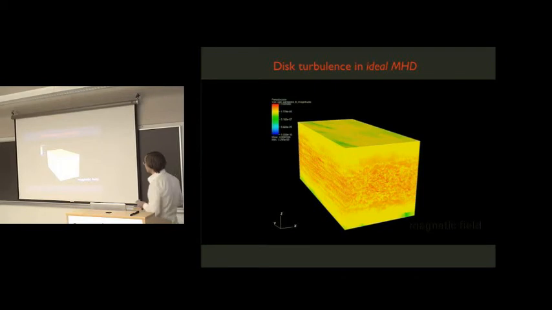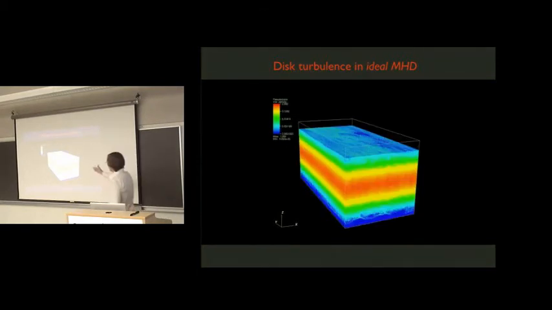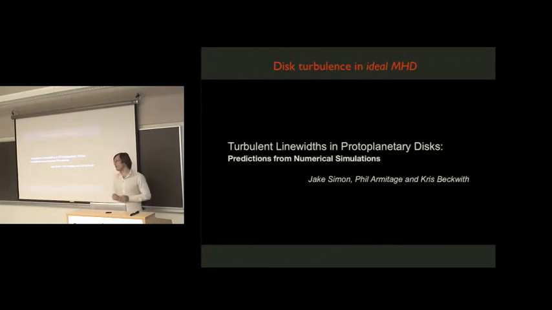Here's the magnetic field. It gives a better idea, I think, of the smallish scale nature of the turbulence within the disk. And I think at the end we just flip back to the density. What are these waves? These are just density waves that are being stirred up by the turbulence and they're just bouncing around within the disk.